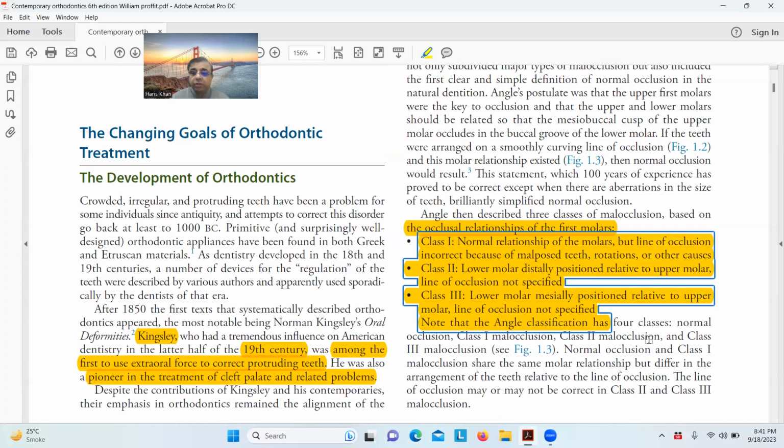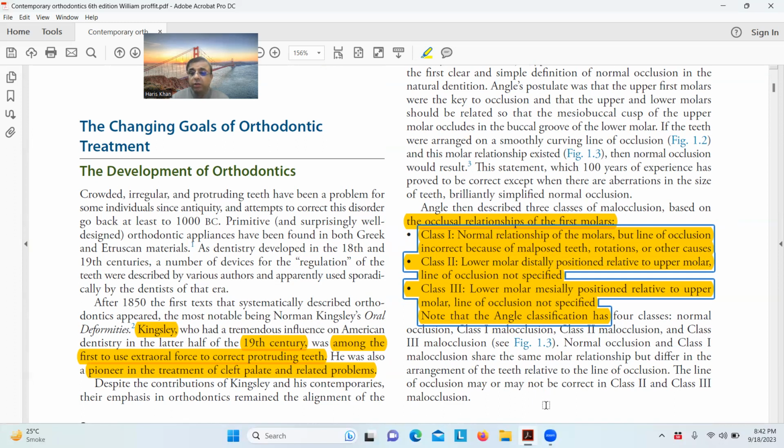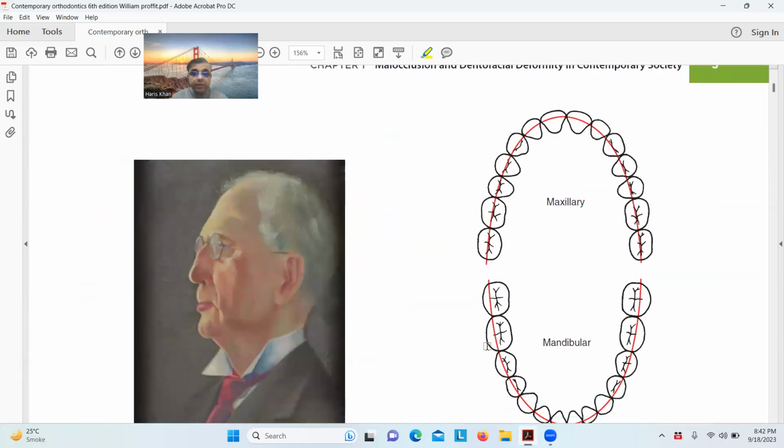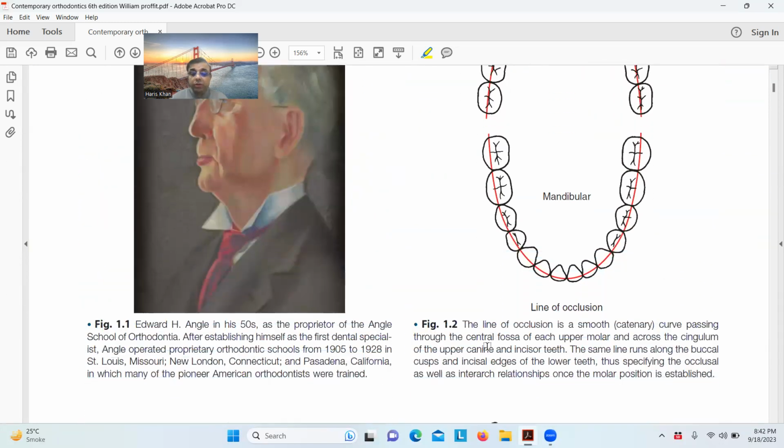So, normal occlusion, class 1, 2, 3 occlusion. Normal occlusion and class 1 malocclusion share the same molar relationship but differ in the arrangement of teeth relative to the line of occlusion. The line of occlusion may or may not be correct in class 2 or class 3 cases. So we have to see what the line of occlusion is. This is basically the line of occlusion. I'm not going through this definition, but this is something you need to memorize.